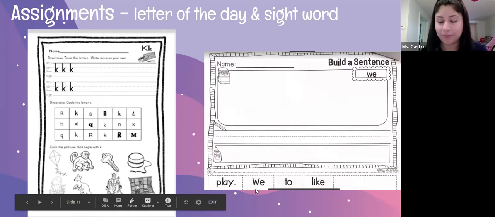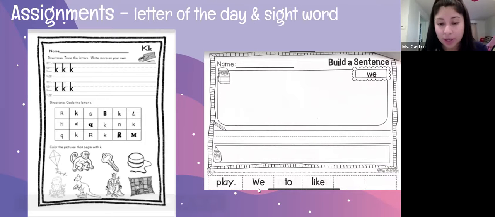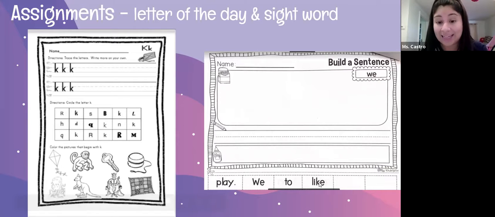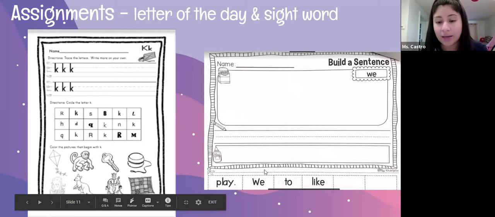That doesn't sound right. So what you do is you look for the word that has an uppercase letter, because sentences always begin with big letters. So that here would be the sight word we. So we would go first, and then it would be like. So it'd say we like to, and then the last word would be play. Play is the last word because it has a period at the end. So play would be the last word.